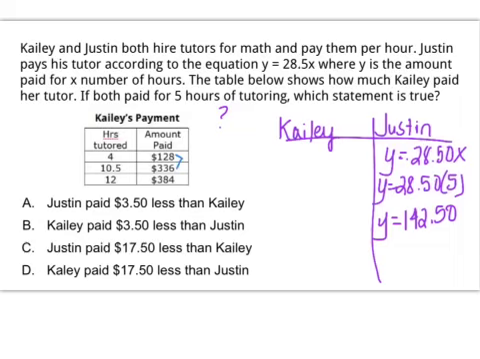So I'm already given a table. I need to find the difference in the y. So 336 minus 128, which is an increase of $208.